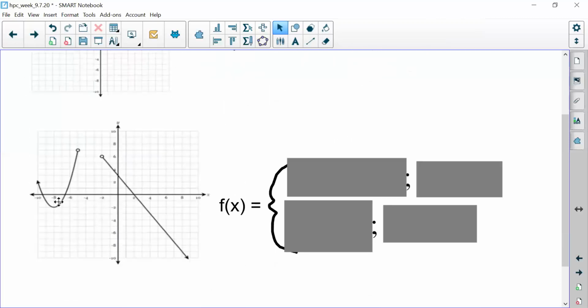This one, you've got a parabola and a line. Let's do the parabola first. The domain of the parabola: notice it's to the left, it's less than negative 5, and it doesn't include negative 5. So we are saying x is less than negative 5. The other one, the line, is everything greater than negative 2, but not including negative 2.